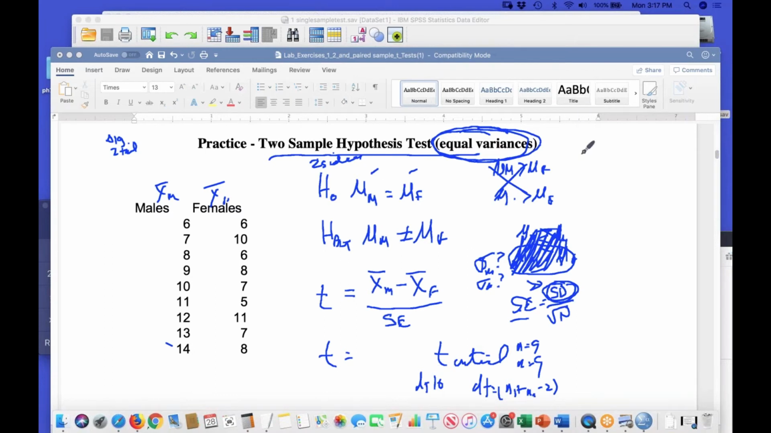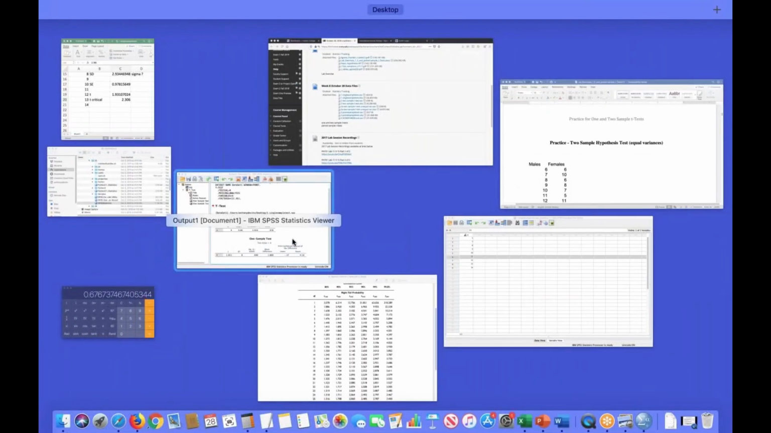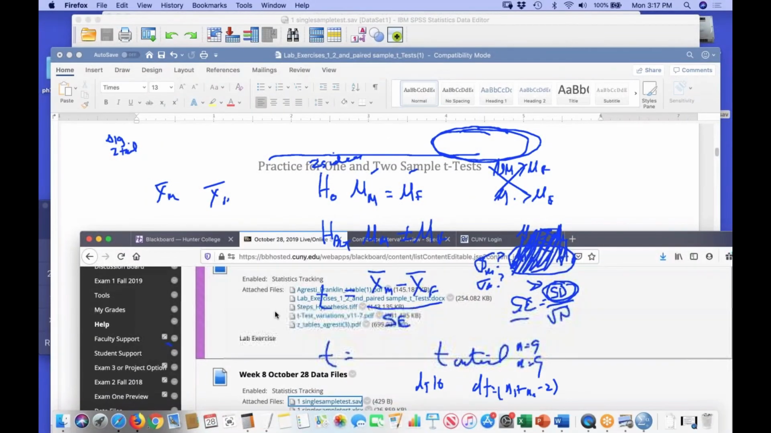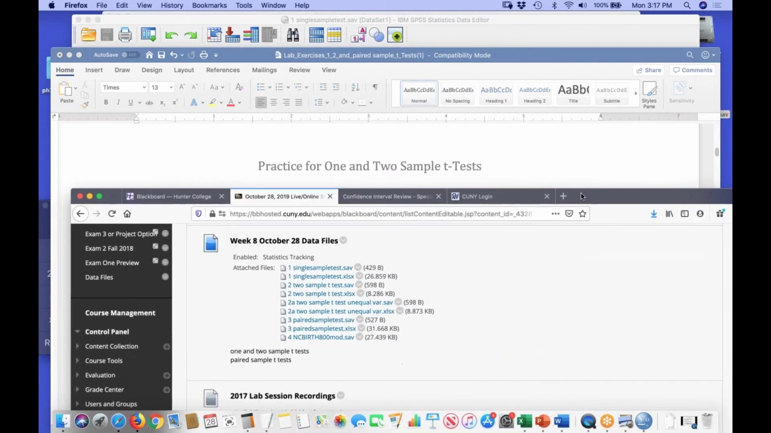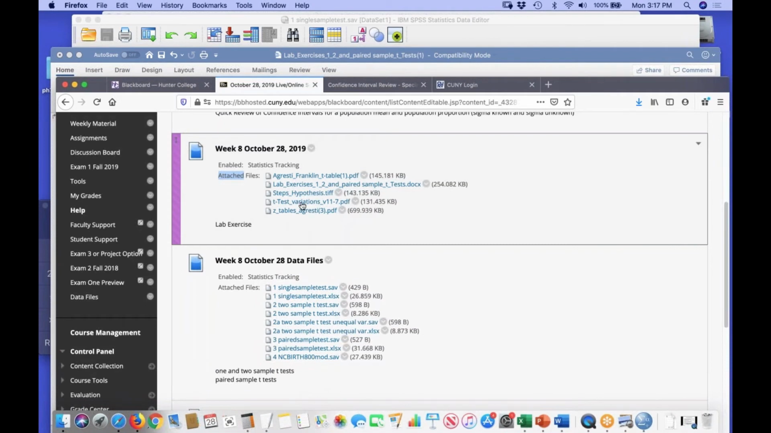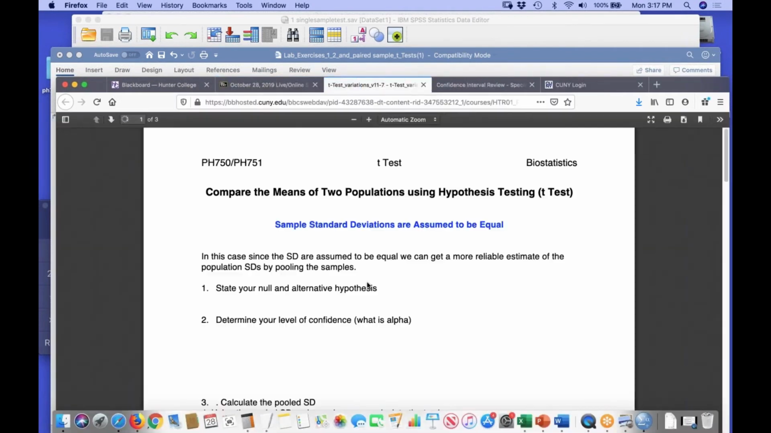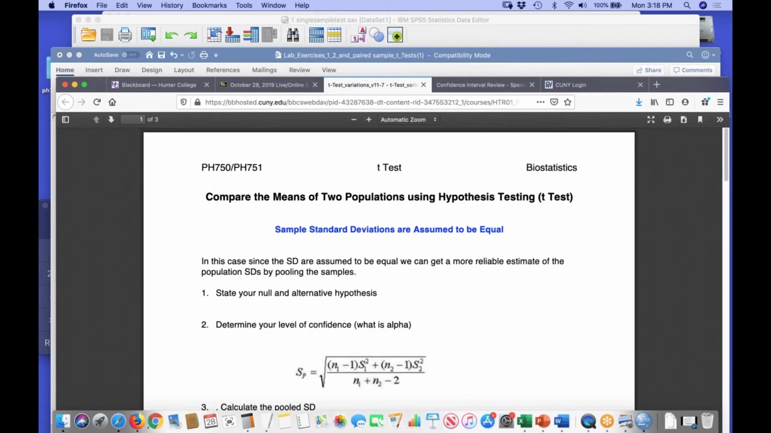Well, okay, I'm going to go back to Blackboard. Okay, so let me go back to Blackboard. Whoops, let me leave that up here. And here we are. If you go back to Blackboard, I'm going to erase this for now. Go back to Blackboard, and I am going to see that there is a sheet here that I call t-test variations. Okay, so here is our standard t-test for comparing the means of 2 populations using hypothesis testing.